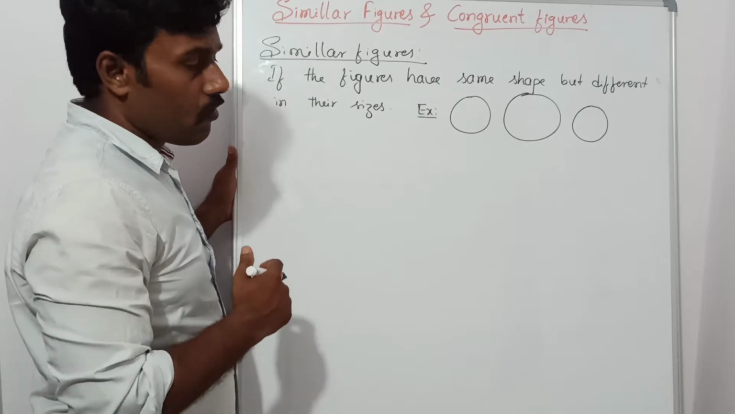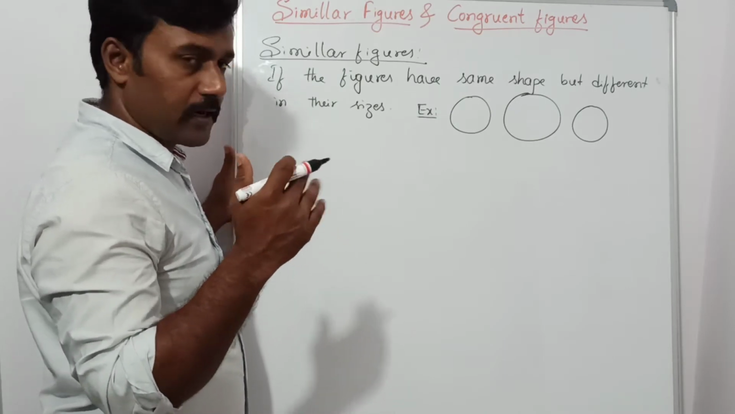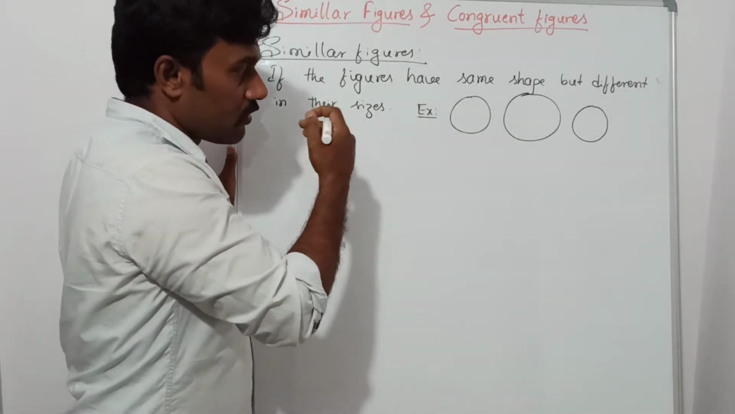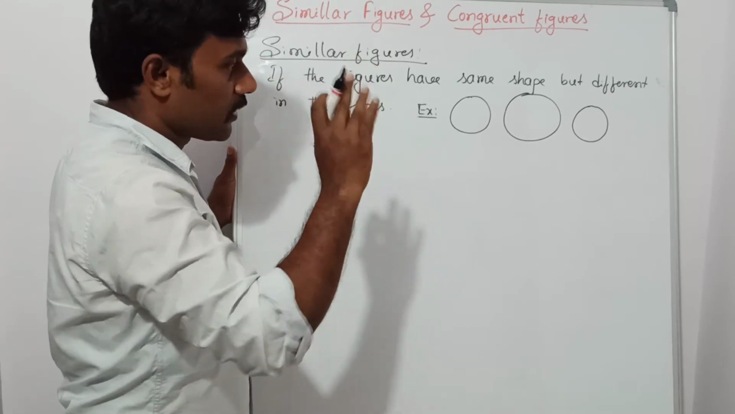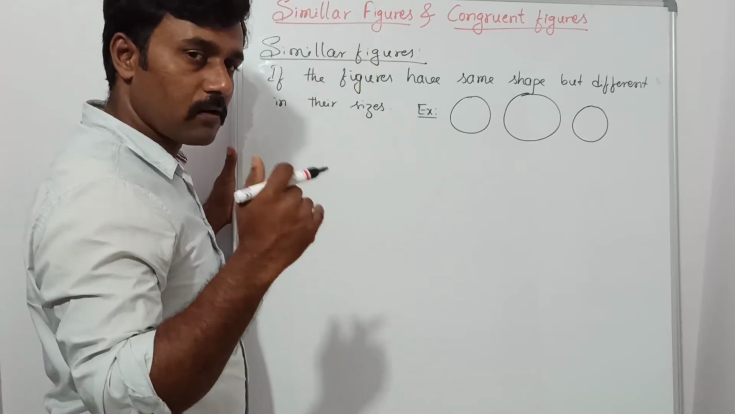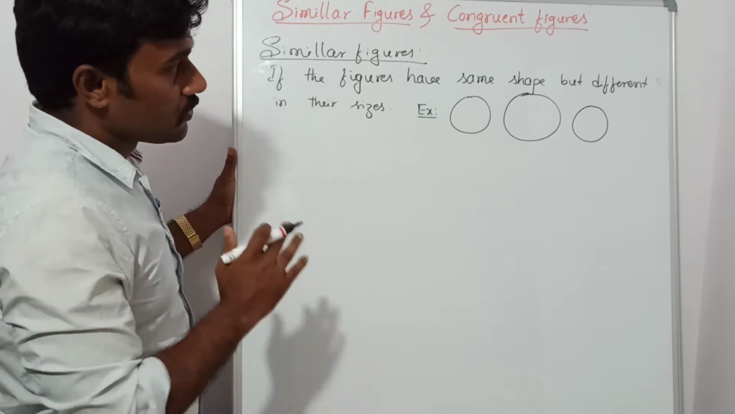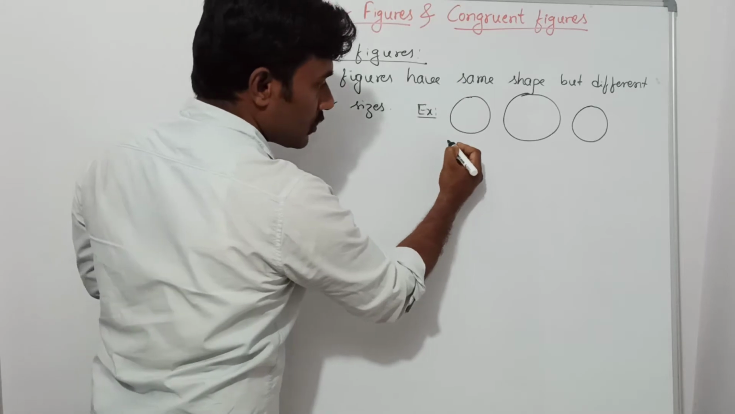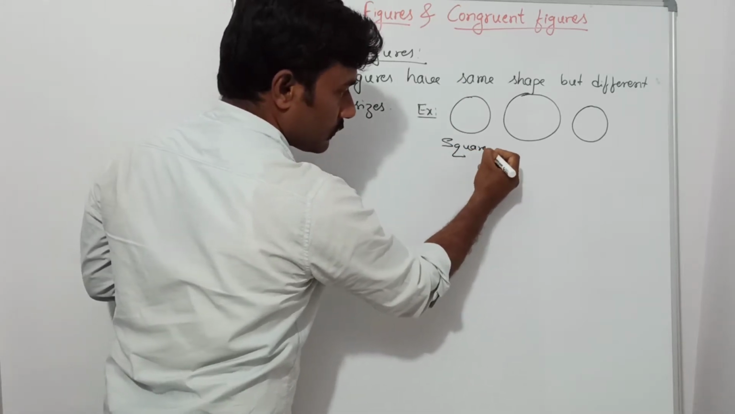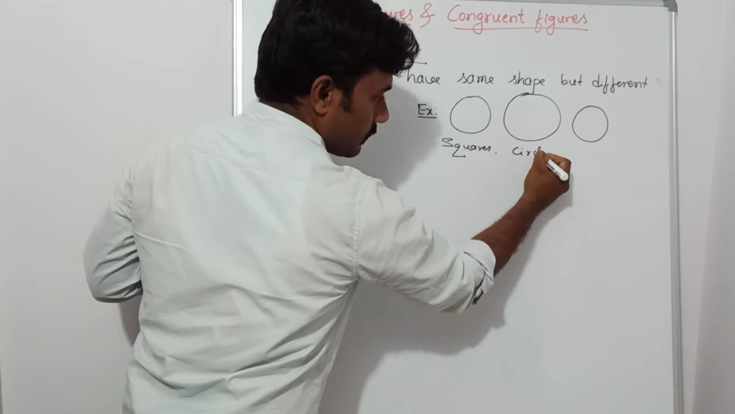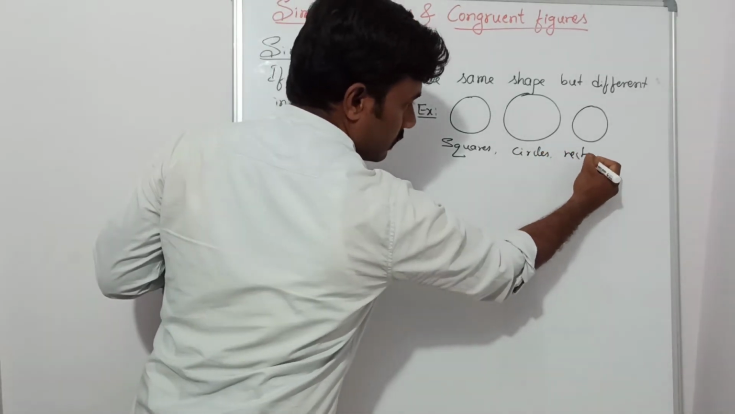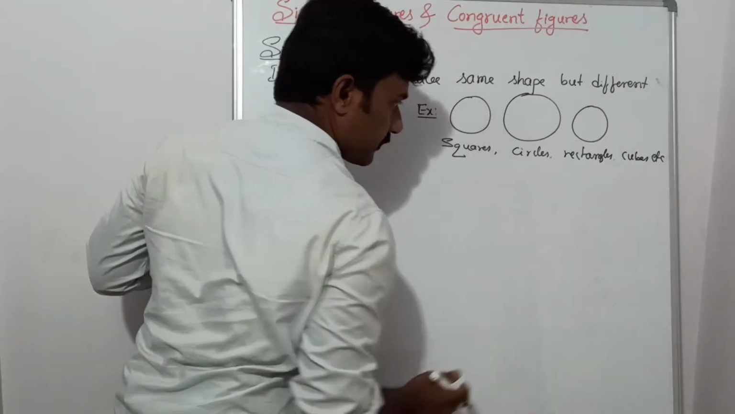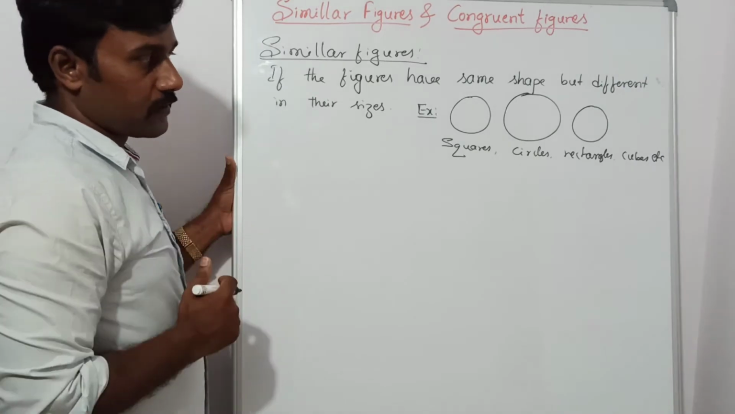In the same way, all squares and all rectangles we can give as examples for similar figures. All circles, all rectangles, all squares, all cubes we can give. So these are all the examples for similar figures. Example, you can give squares, circles, rectangles, cubes, etc. So these are all similar figures.